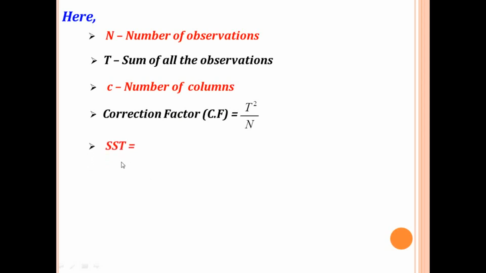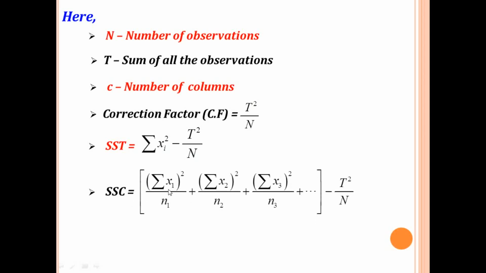Next we find SST. What is the meaning of SST? Sum of squares total, which equals the sum of xi square minus T square by N. That is, adding all sample squared values and subtracting the correction factor value. Next, we find the sum of squares between columns, which is the sum of x1 whole square by n1 plus sum of x2 whole square by n2 plus etc., minus T square by N.